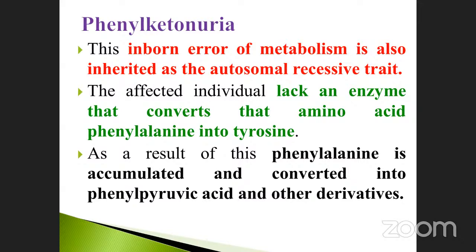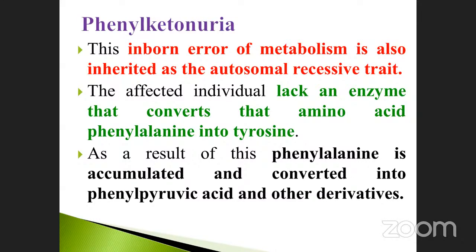What happened here? The affected individuals lack an enzyme that converts the amino acid phenylalanine into tyrosine. The particular recessive gene is absent. What happened? The particular enzyme is not produced.